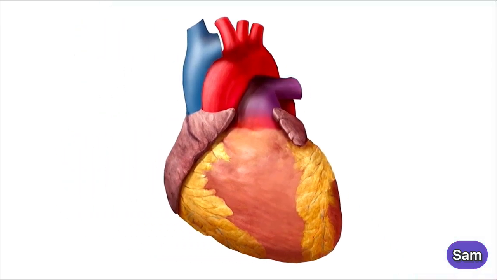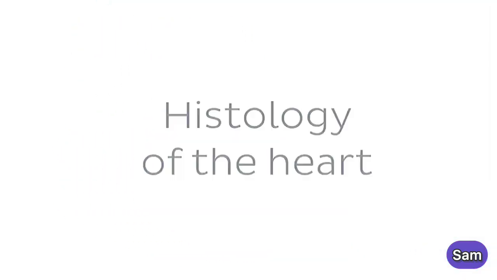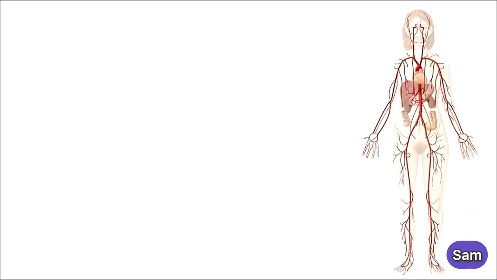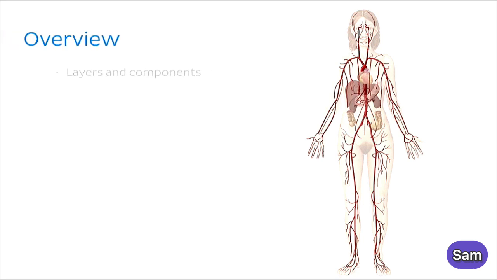So let's have a look at the cellular architecture of the heart that makes all this possible. It's time to study the histology of the heart. In today's tutorial, we'll be looking at the layers and components of the heart at a microscopic level. So let's see what this resilient organ is really made of.